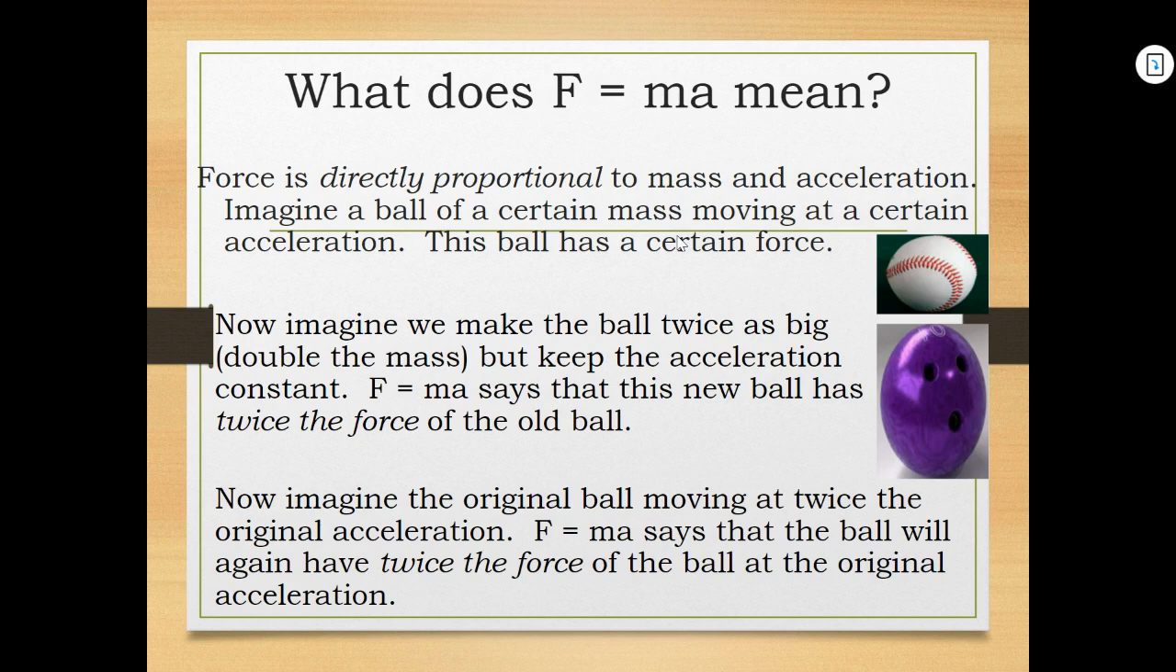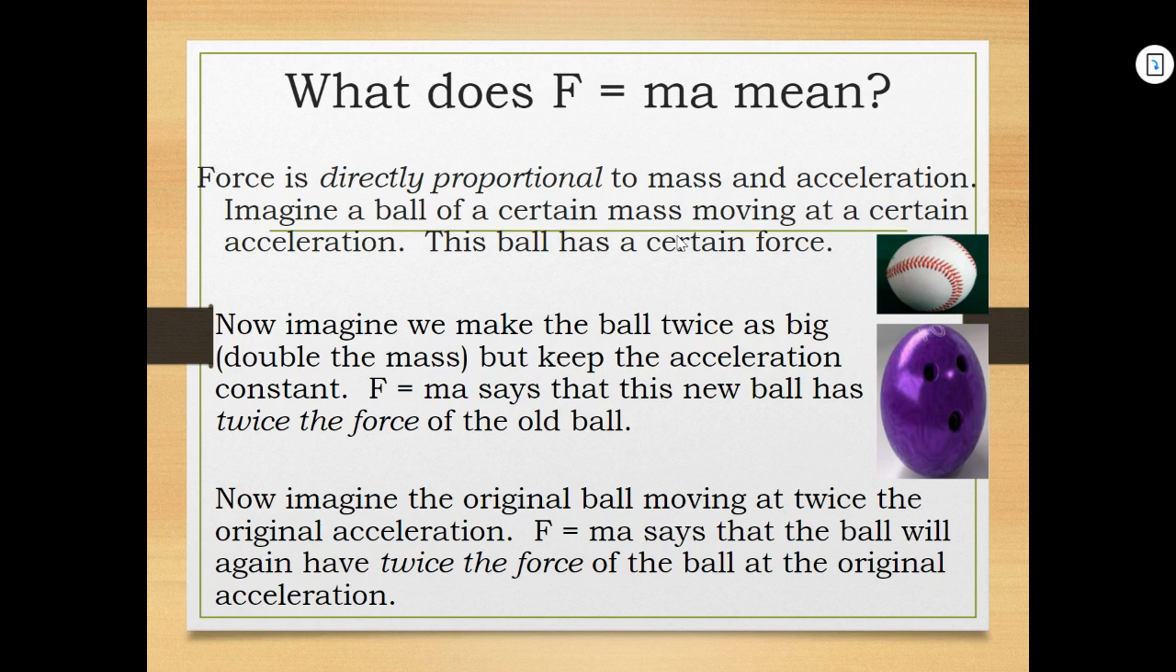So if you have a kid throwing a baseball at you and you have them throwing a bowling ball at you, again, the acceleration is constant, which means it's going the same speed, but it is actually going to be a bigger mass, right? A larger mass. And so F equals ma says that this new ball has twice the force of the old ball, right? Because it is twice the size.